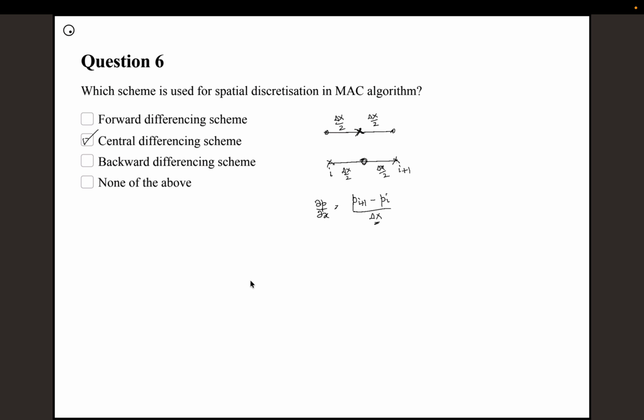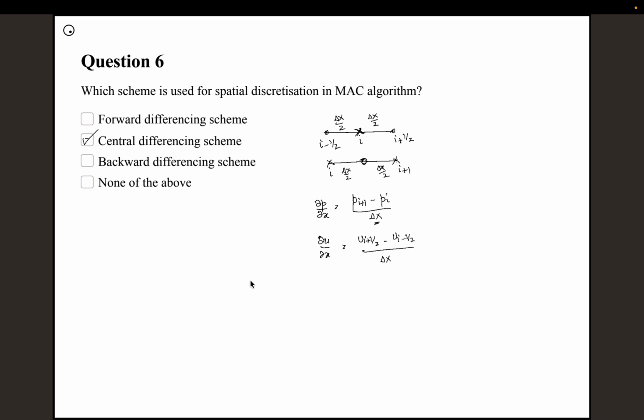So, for velocity, let's say in the continuity equation, you are taking del u del x. In continuity for del u del x, you are doing it at the cell point, at this point. So, this is my I, this is my I plus half, and this is my I minus half. So I'll have ui plus half minus ui minus half by delta x. So, this is also central difference only.